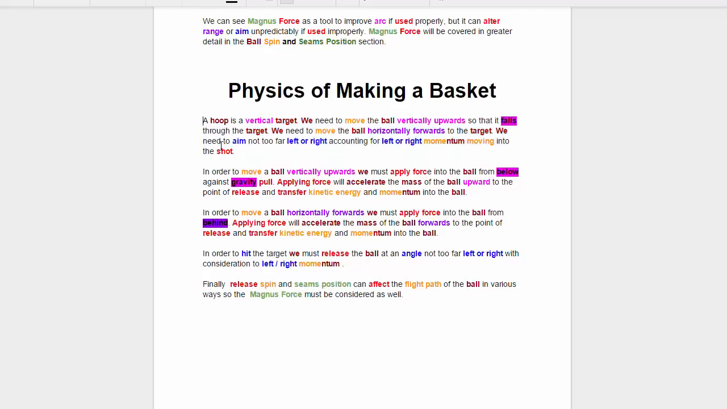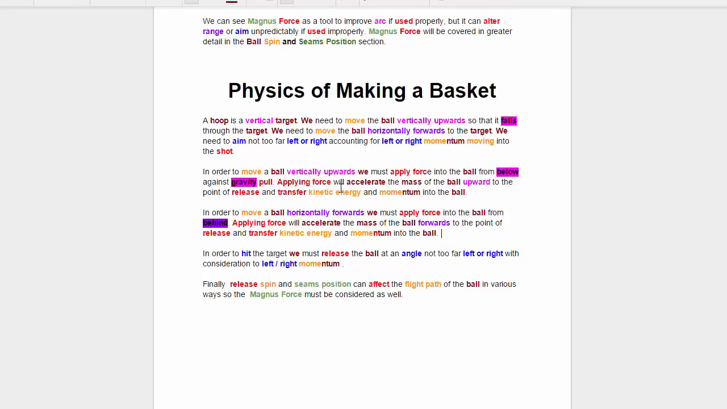In order to move a ball vertically upwards, we must apply force into the ball from below against gravity's pull, which we can do by applying force into the ground and transferring it upwards. There are other ways to add speed to a ball without necessarily putting more force into the ground. Applying force will accelerate the mass of the ball upward to the point of release and transfer kinetic energy in the moment of the ball. In order to move a ball horizontally forward, we must apply force into the ball from behind. Applying force will accelerate the mass of the ball. This is why shooters frequently jump forward. Applying force accelerates the ball up to the point of release.